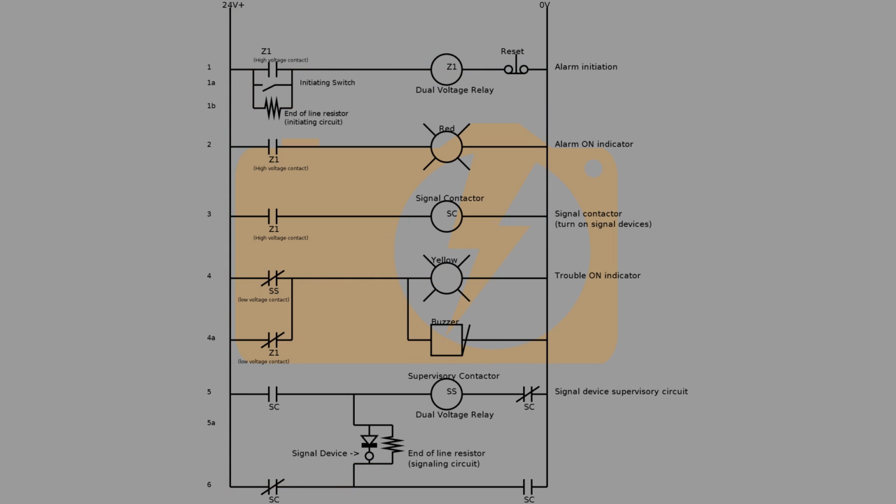The problem asks that a second initiation circuit be added with a relay Z2. It also asks that a trouble silence push button and relay be added, TS, and that an alarm silence push button and relay be added, AS. The following notes were also included.